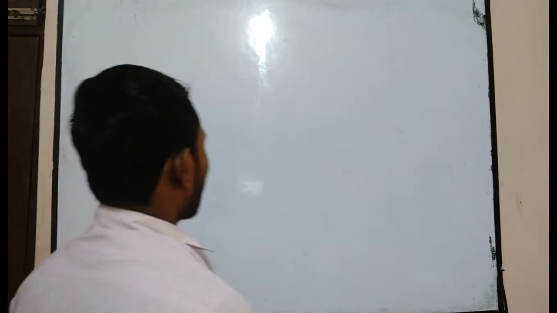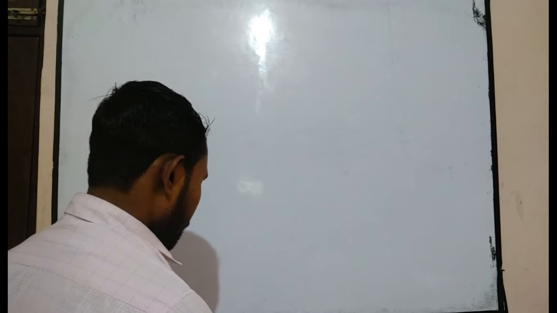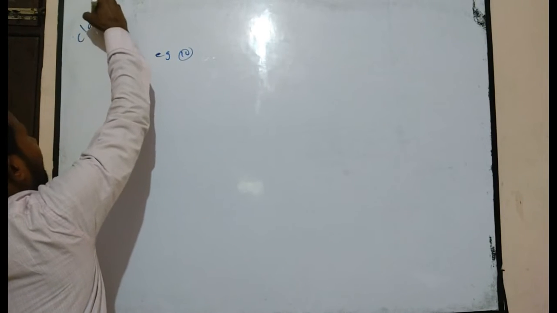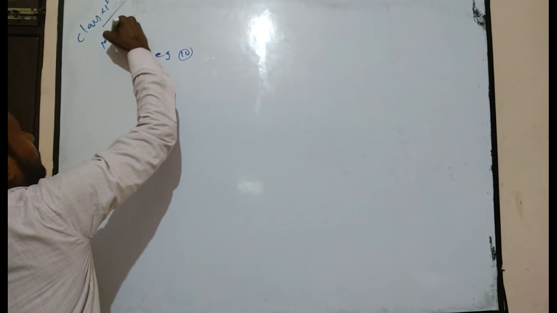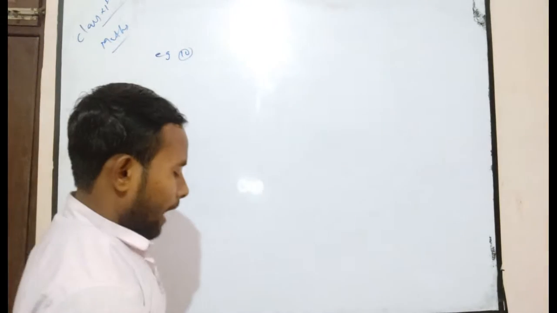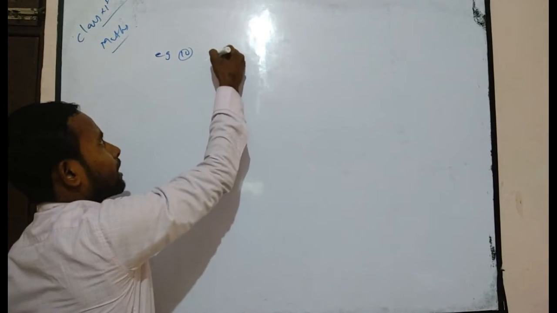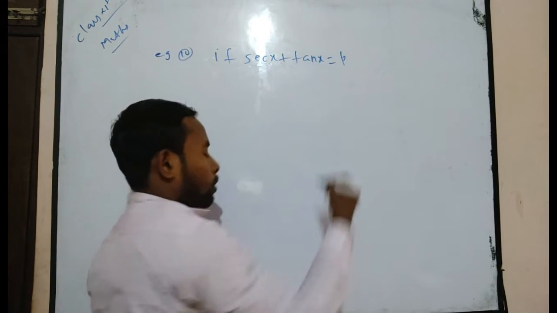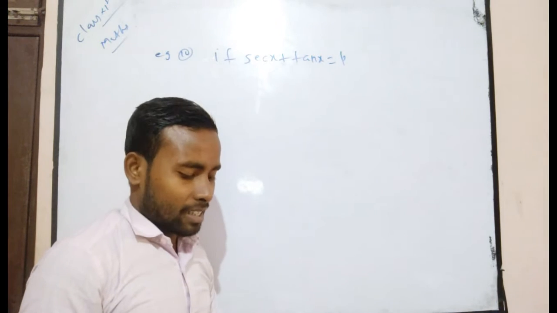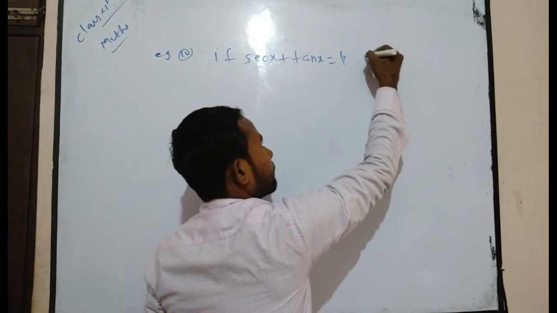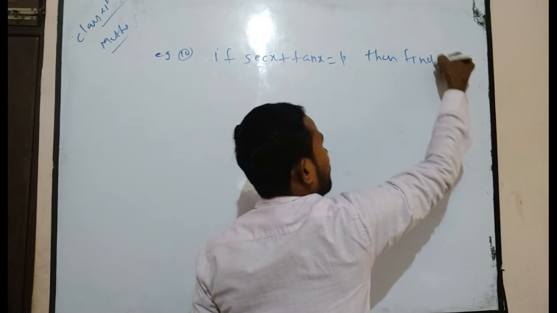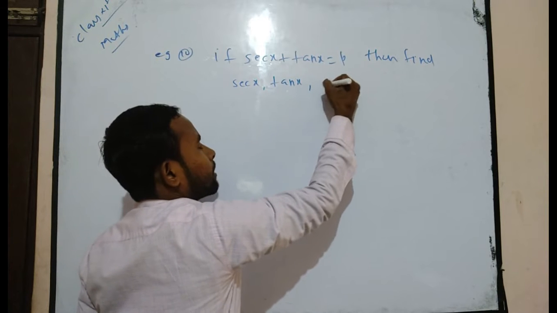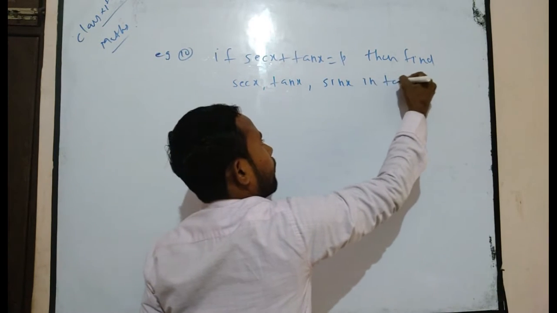First of all, I want to take your question number 10, class 11th mathematics. First of all, I take the next example. In this problem it is given that if sec x plus tan x is equal to p, then you have to find sec x, tan x, and sin x in terms of p.